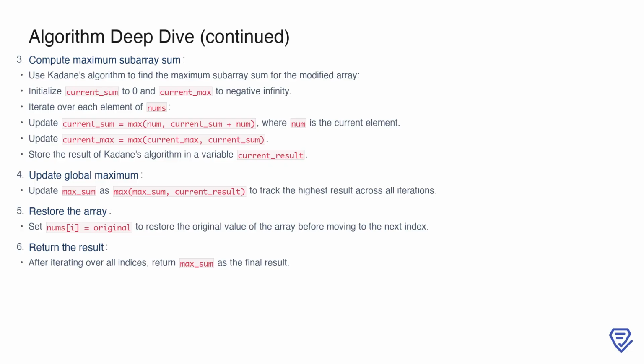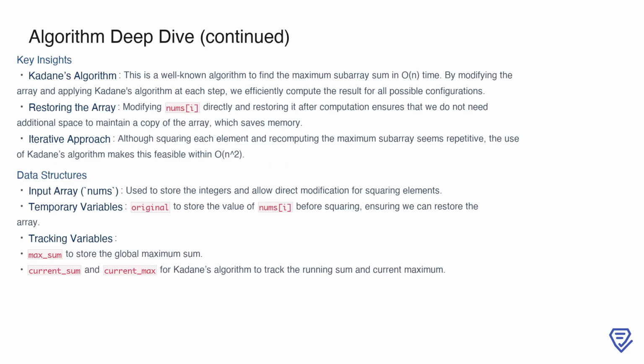There are a few key insights that make this approach efficient and straightforward. First, Kadane's algorithm is central to this solution, as it allows us to compute the maximum subarray sum in linear time for any given configuration. By leveraging this algorithm repeatedly, we can evaluate all possible configurations without introducing significant overhead. Additionally, modifying the array in place and restoring it afterward eliminates the need for extra memory to create copies, ensuring the space complexity remains optimal.